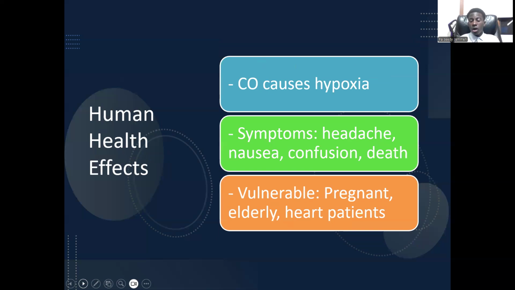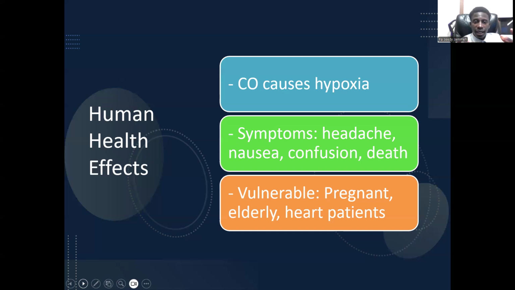And then, who are those that are vulnerable? The pregnant women, because they may not easily find their way to escape whenever there is a fire outbreak or whenever they are exposed to carbon monoxide. And then the elderly people, because they may experience weakening of the limbs. They may not be able to move from one place to another, or even know that they have been exposed to this. And then heart attack patients, those who already have heart conditions.